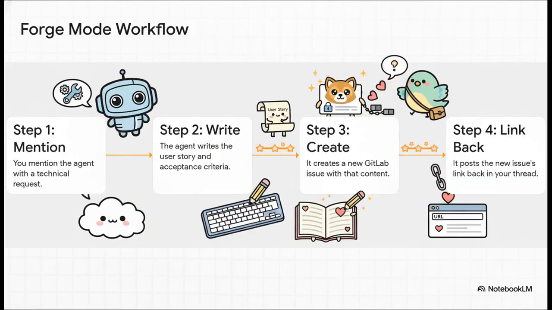Now, let's look at Forge mode, because this is where things get even more powerful. It starts the same way. You mention the agent with a technical request, like asking for a user story. The agent writes it all out with the acceptance criteria, but then, and this is key, it actually creates a brand new GitLab issue with all of that content. And finally, it drops a link to that new issue right back in your original comment thread.